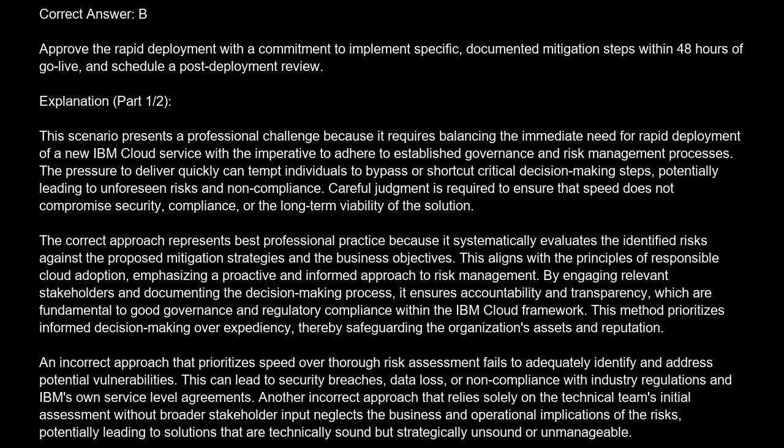The correct answer is B. Approve the rapid deployment with a commitment to implement specific, documented mitigation steps within 48 hours of go-live, and schedule a post-deployment review. Explanation. This scenario presents a professional challenge because it requires balancing the immediate need for rapid deployment of a new IBM cloud service with the imperative to adhere to established governance and risk management processes.